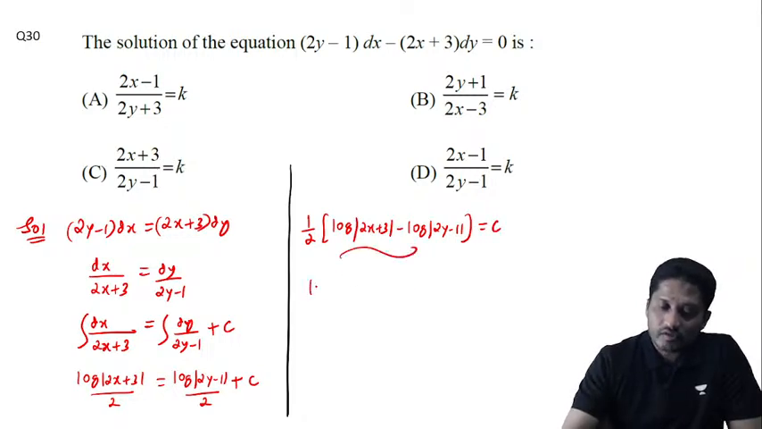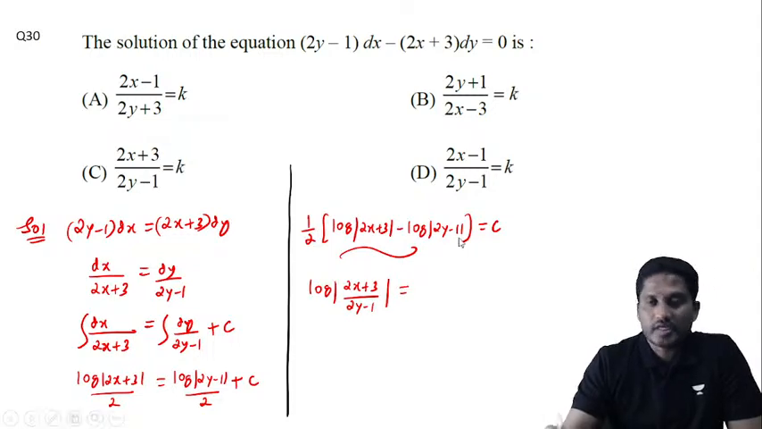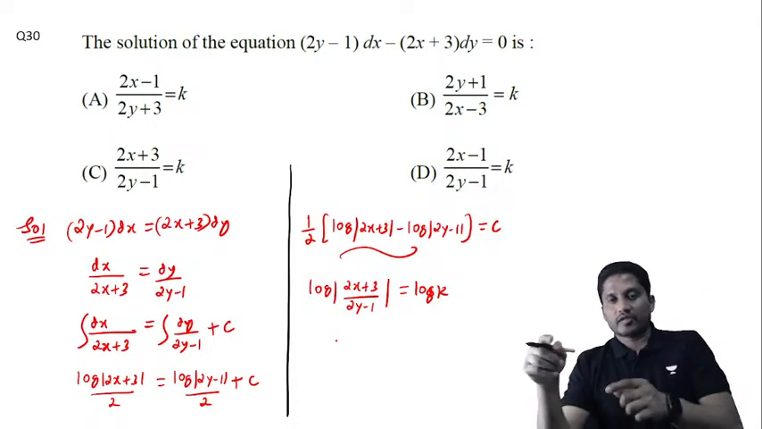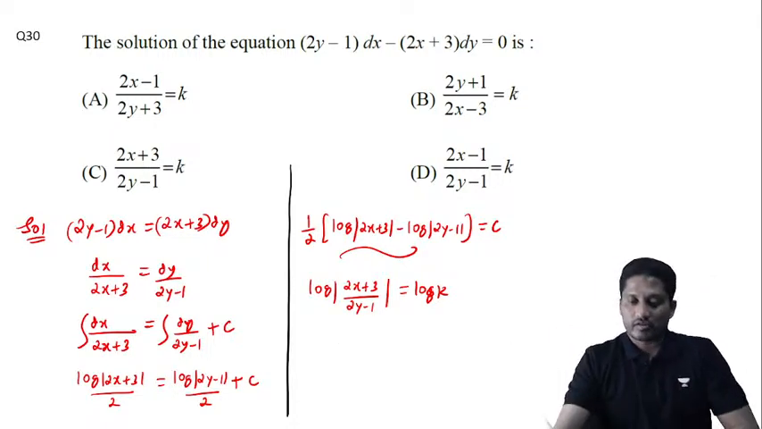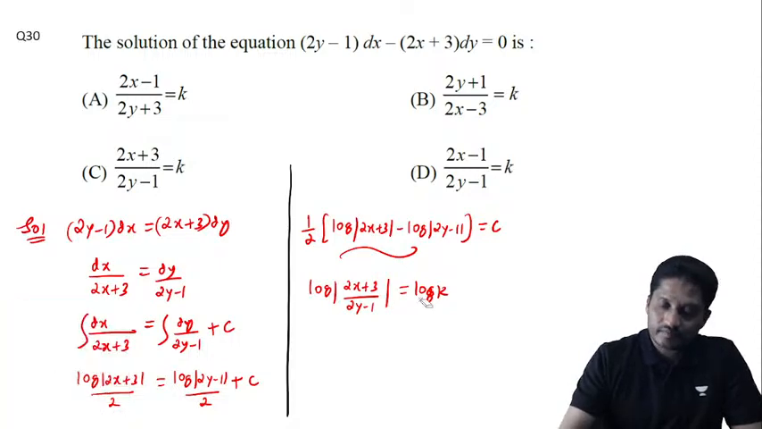Log m minus log n is log m by n. This can be written as log of 2x plus 3 divided by 2y minus 1 is equal to, cross multiply 2, you get 2c, right? So 2c is also a constant, so I will write this as log c or log k. I just skipped one step guys. Cross multiply 2, you get 2c. 2c is a constant, log k is also a constant. Now if I equate them, you will get 2x plus 3 divided by 2y minus 1 is equal to k. Answer is option C.